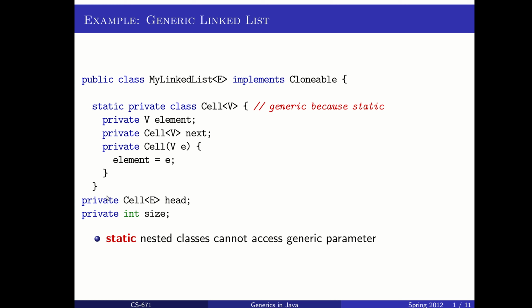So it will create, for example, an instance or multiple instances of cell that are given a specific type, that is the E. So if I create my linked list of string, it will then inside of that say, okay, my cells will have strings, which will then fill in for the V here, string, string, string in all of these places. But until I've created that instance, the static thing doesn't get any value for it. And so it cannot access the generic of the class itself. It has to have its own generic specified for it if I've declared this nested class to be static, which I have here.